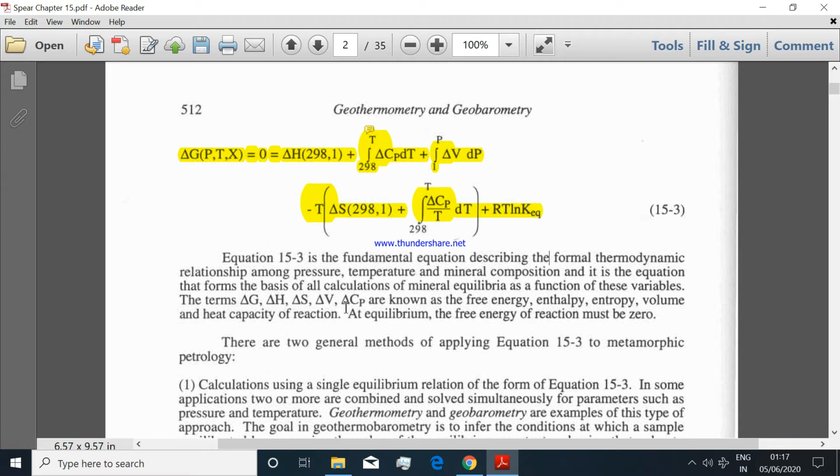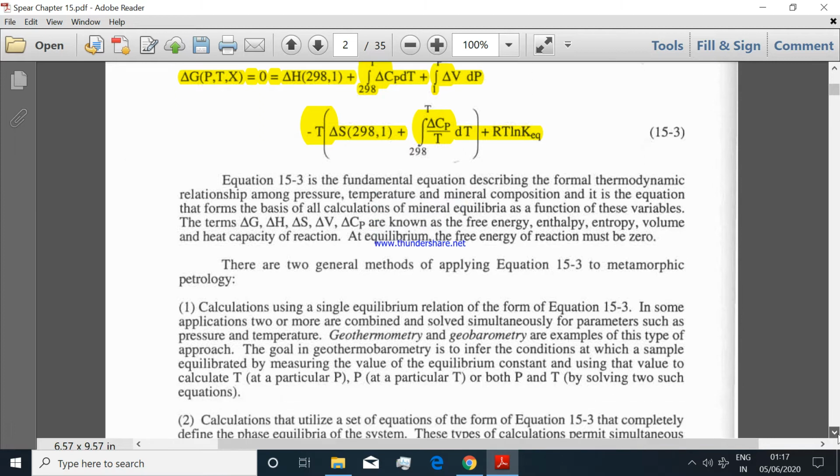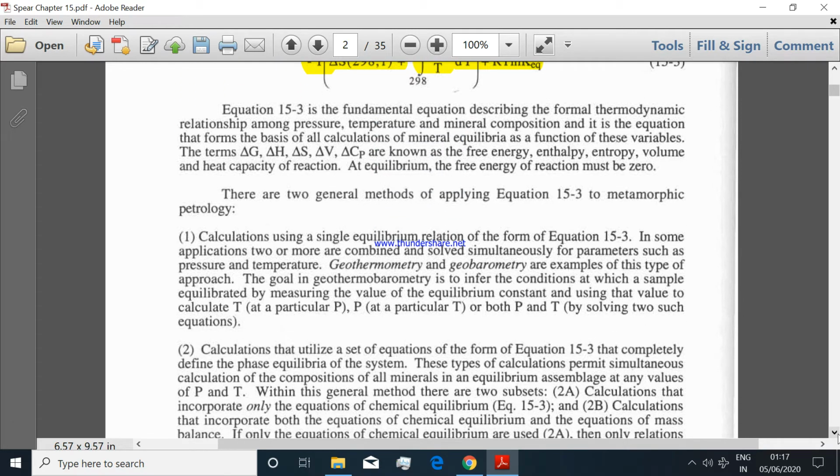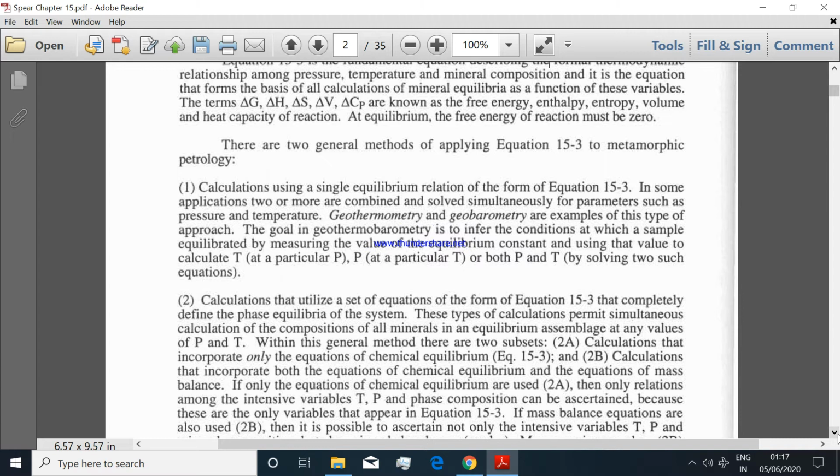The terms del G, del H, del S, del V and del Cp are known as free energy, that is del G, enthalpy, that is del H, entropy, that is del S, volume, that is del V, and heat capacity, del Cp. For reactions at equilibrium, the free energy of the reaction must be zero. Then there is a basic postulate, as we have known from the basic principles of thermodynamics that we have already discussed in geochemistry.